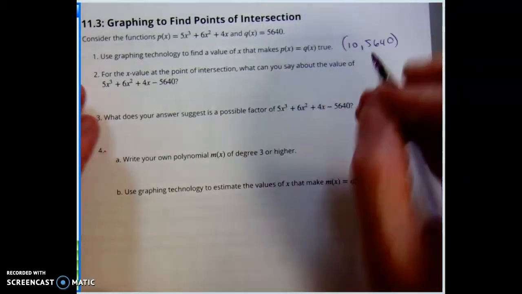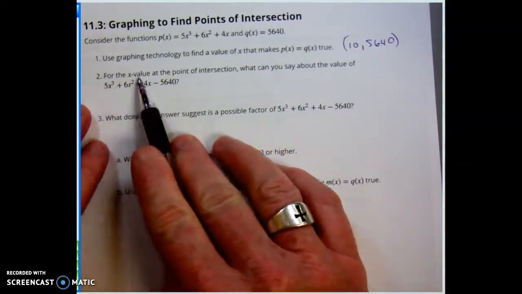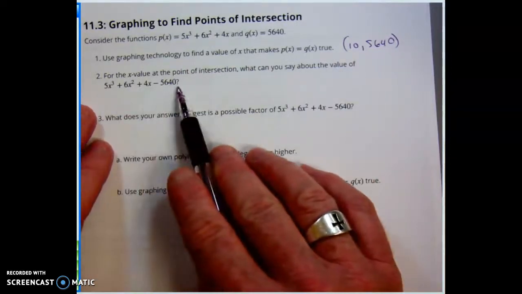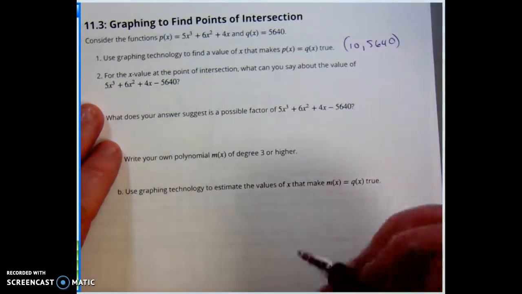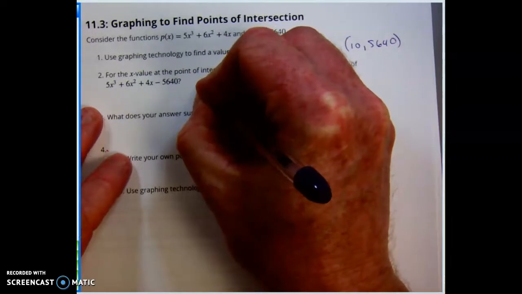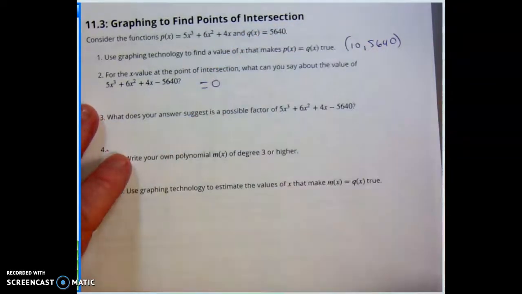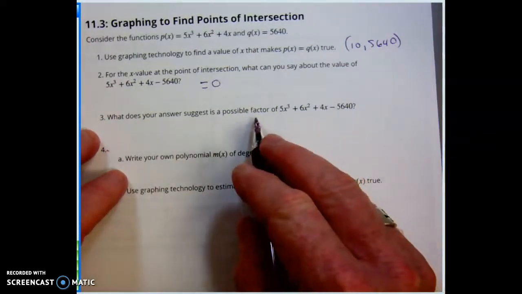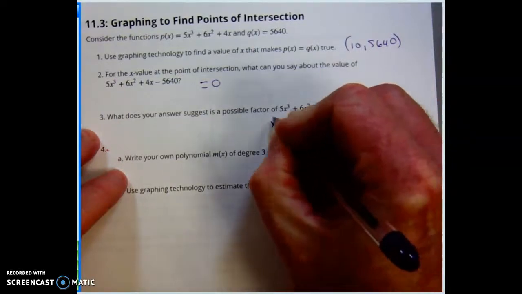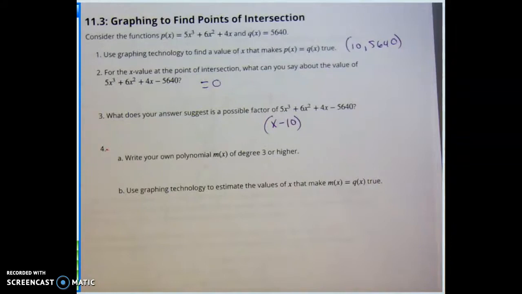It says for the x value of the point of intersection, so that's 10, what can you say about the value of 5,640? If I plug 10 in there, that's what the question is. Well, if I plug 10 in there, we're going to find out that it equals 0. What's that suggest about it being a possible factor? It says that x minus 10 must be a factor of the polynomial. We're going to work more on that later, but that's just something to keep in mind. So if you find where they cross, that x value is going to help you find a factor.